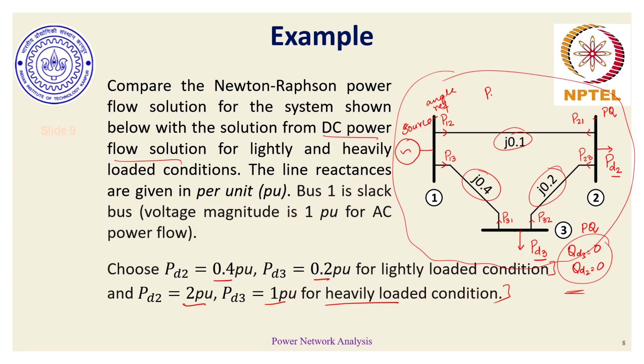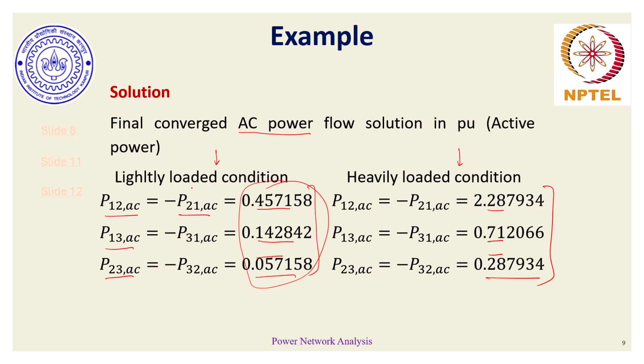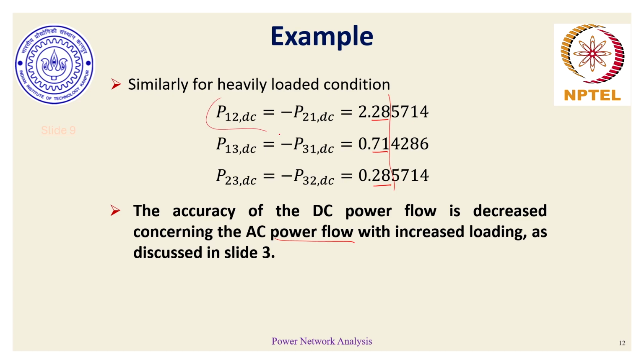If you add up P12 and P21, which should actually be the loss on line 12, since it is a lossless network, this addition would always be 0, and that is where these negative terms come from. There is no resistance, so there is no I square R loss. And the same is also observed in the DC network condition, although the accuracy of DC power flow solution has gone down because of heavy loading compared to light loaded condition.